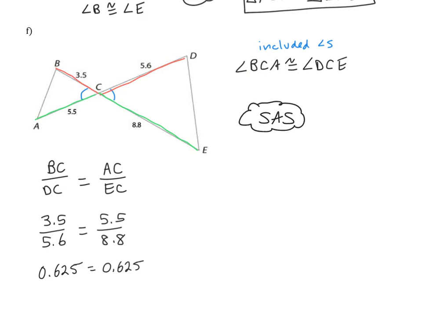And now we just need to do a quick similarity statement. So we'll start by naming one of our triangles. Let's say ACB is similar to triangle. I know that A corresponds with E, C corresponds with itself, and B corresponds with D. So that's our similarity statement.